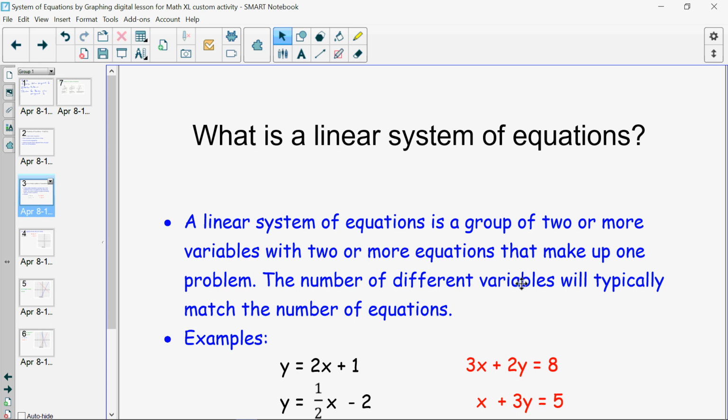So you'll typically have multiple variables. Well, you will have at least two variables. If you have at least two variables, then you have to have at least two equations. You could have three variables and three equations, four variables and four equations. The key is, though, your number of variables will typically match the number of equations. So here are a couple of examples.